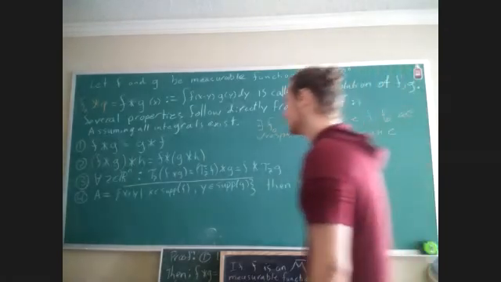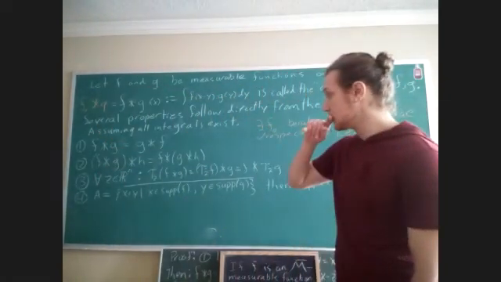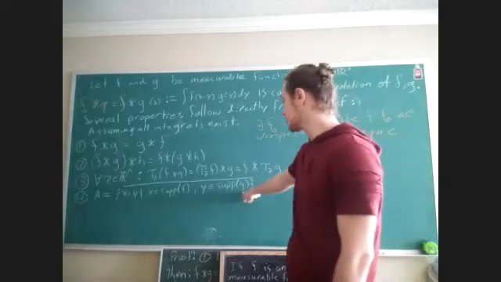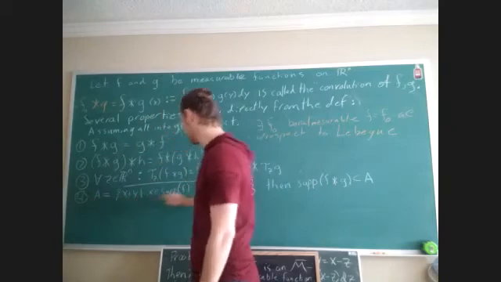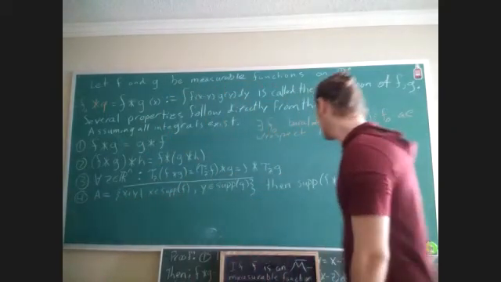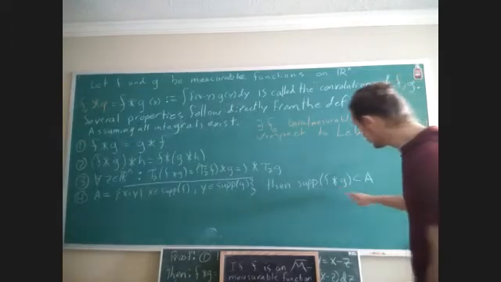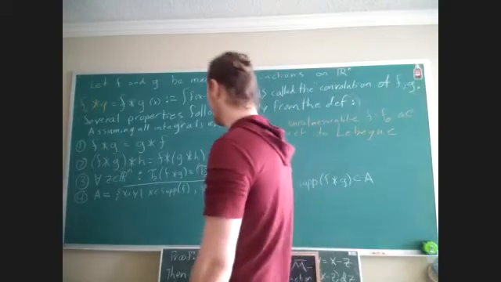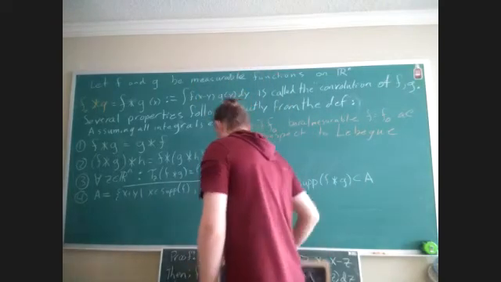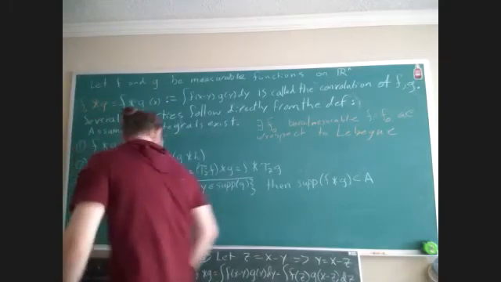Lastly, if we take the Minkowski sum of the support of f and the support of g, and we call it A, the sum of all vectors in both supports, then we get that the support of the convolution is always a subset of that Minkowski sum. So we're going to run through these proofs real quick. I've got them all written up here.